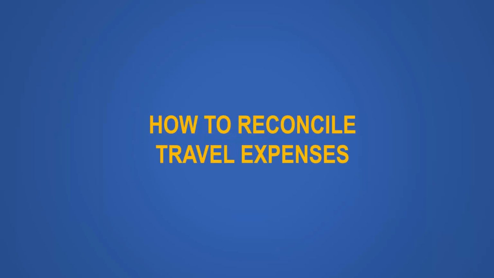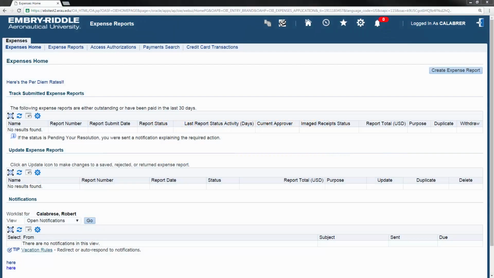In this video, I will demonstrate how to reconcile travel expenses. Once you've navigated to Internet Expenses in Ernie, you can begin creating an expense report by clicking the Create Expense Report button on the tab titled Expenses Home.